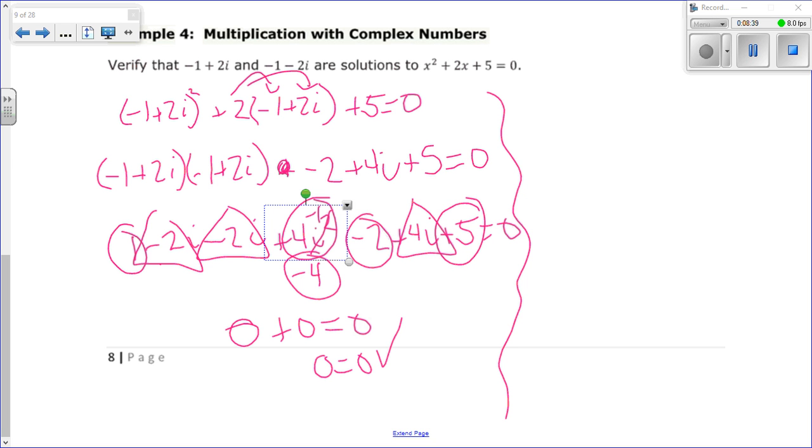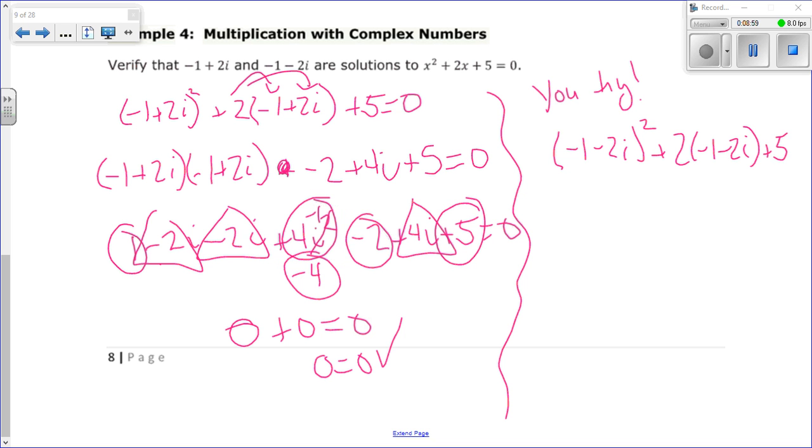Now I need to do the same thing with the other root. And I'm actually going to let you try that one. I'm just going to substitute in negative 1 minus 2i squared plus 2 times negative 1 minus 2i plus 5 equals 0. And then show me that that really works.